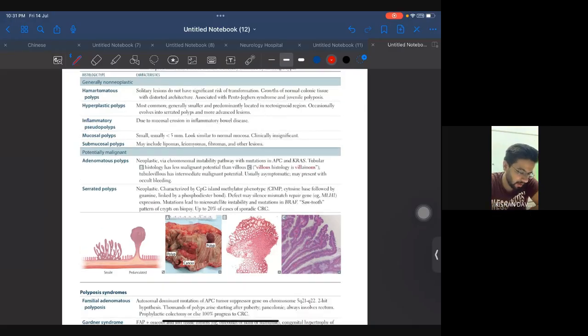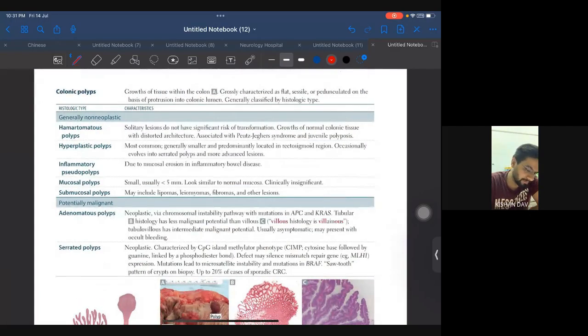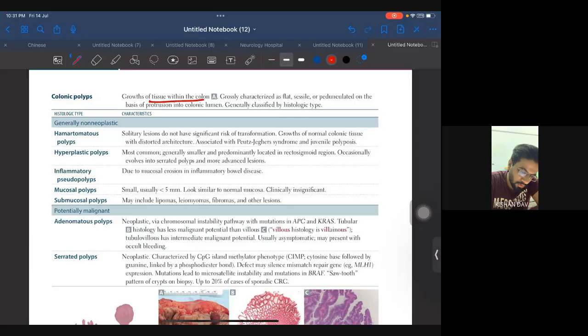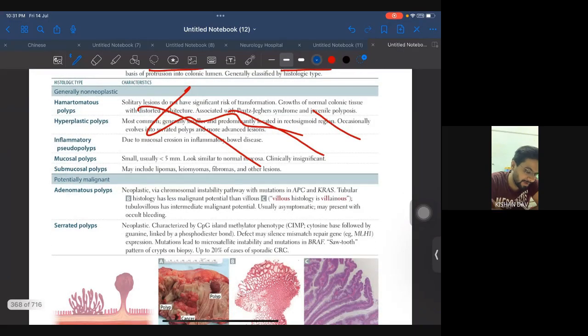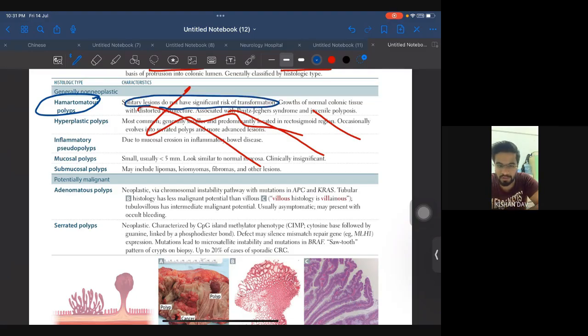Don't worry. Okay, so colonic polyps are growths of tissue within the colon, mostly characterized as flat, sessile, or pedunculated. Ignore all this stuff, no need to do anything. Just remember one thing: if they ask you about hamartomatous polyps, they don't have significant risk of transformation.